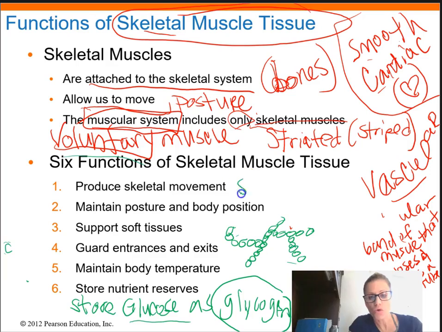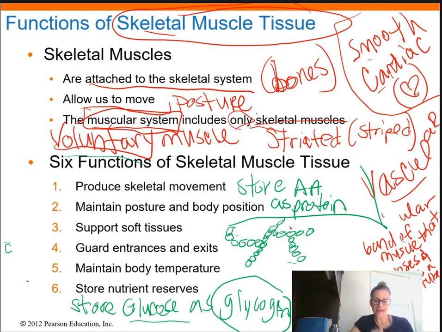And we also store amino acids as protein. Now, these proteins are functional. We need those proteins for our muscles to work. So we don't typically break those down. The glycogen will break down all the time. Whenever we need sugar, we'll come in and we'll break one of them off and we'll use it. And then we'll break another one off and we'll use it. That's great. But these proteins, we actually need those for the muscle to work. So we typically don't break those down into amino acids.